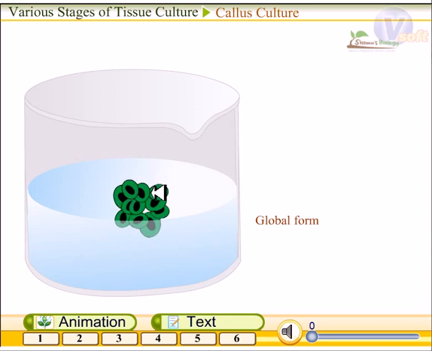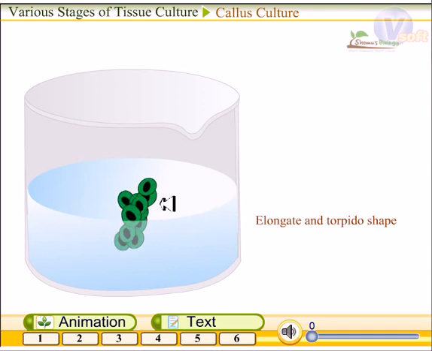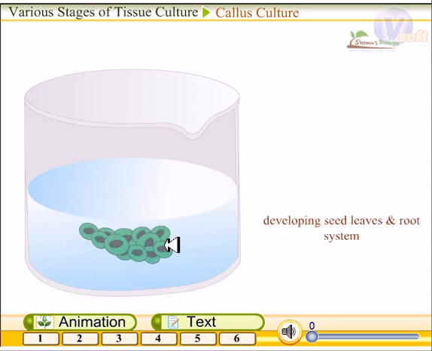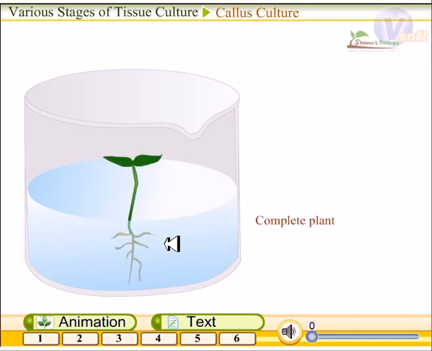Now they will go on dividing and will produce a heart-shaped structure. This is not merely a heart-shaped structure, so it will elongate and it will make different shape changes like heart, then torpedo shape, and then finally embed themselves into the solid medium, and they are developing to produce seed leaves to the root, and finally they will produce the complete plant.